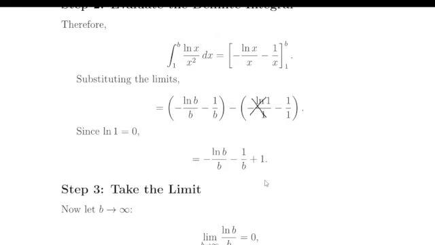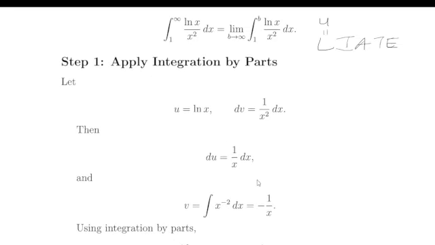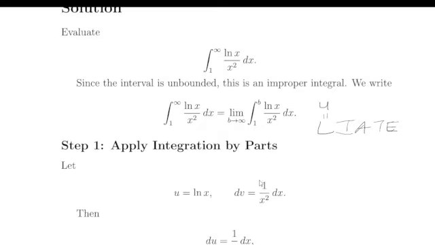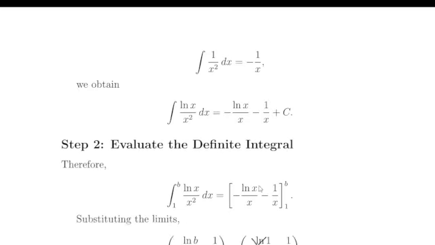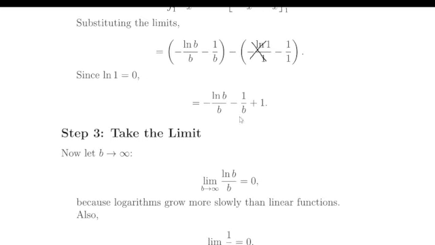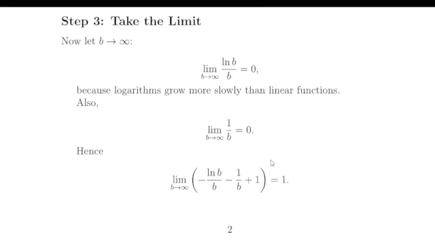But then remember, we said we wanted a limit up here as b approaches infinity. And ln of b over b goes to 0, so this is gone. 1 over b also goes to 0. So what's left is just 1. And so that's the value of the integral from 1 to infinity of ln x over x squared.